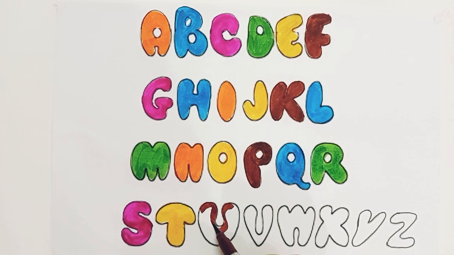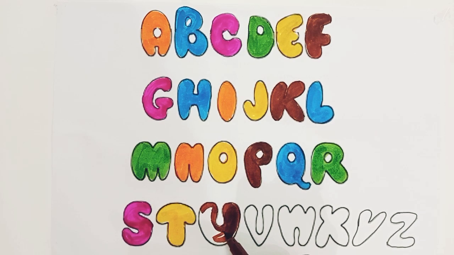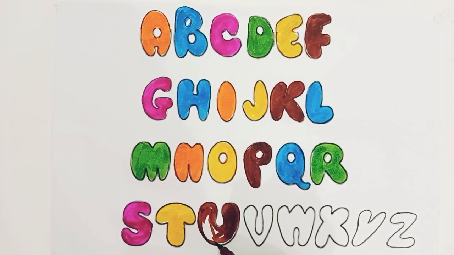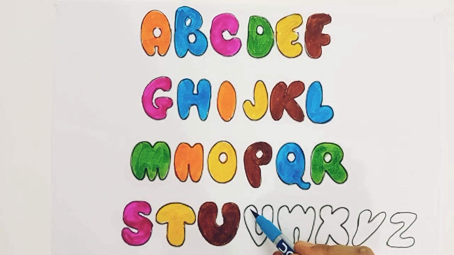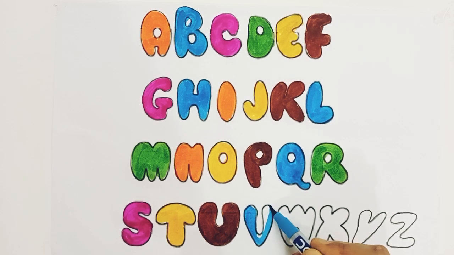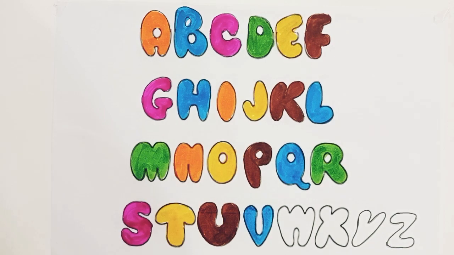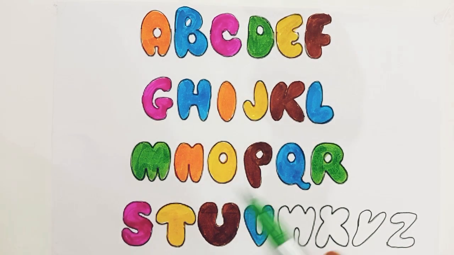U for umbrella. Brown color. Sky blue color. V for van. Sky blue color. Green color.